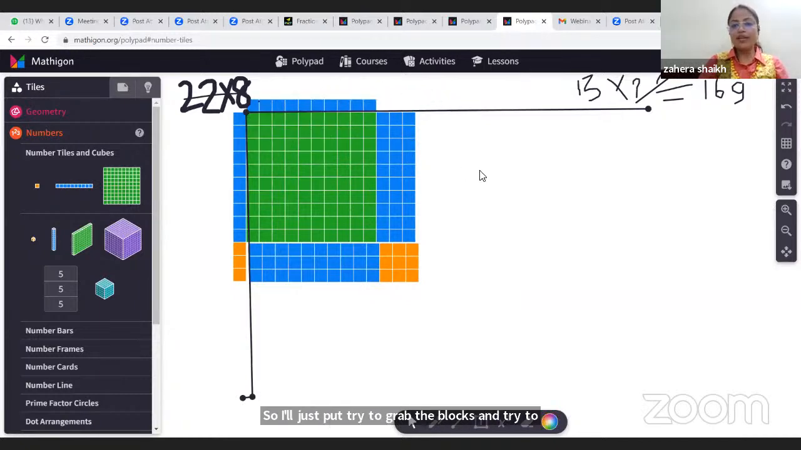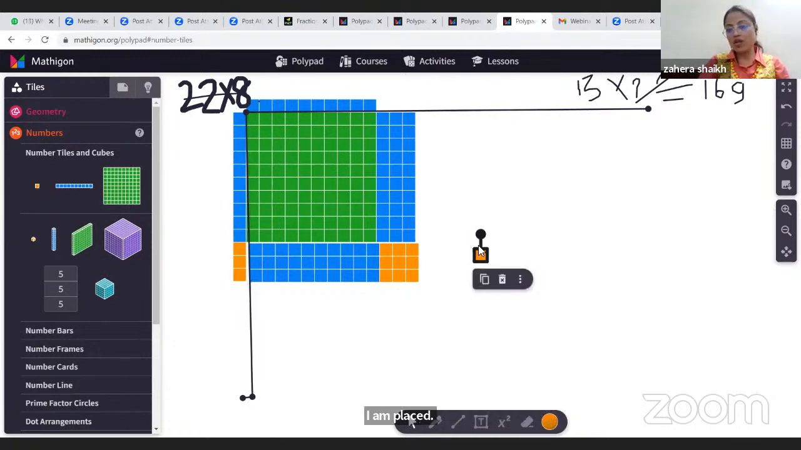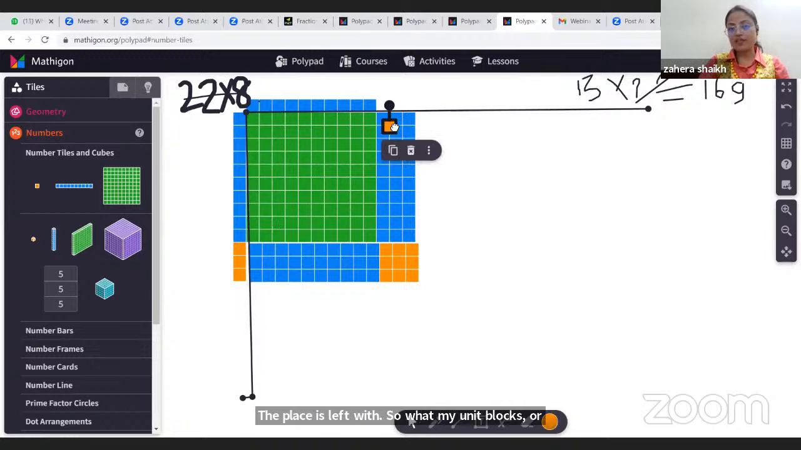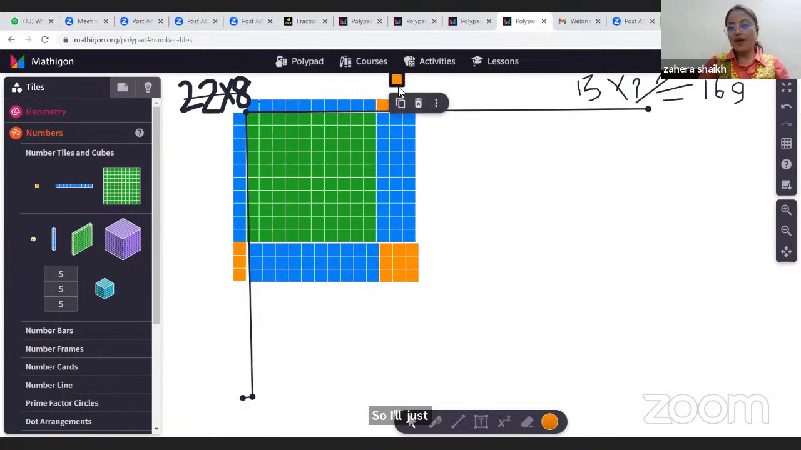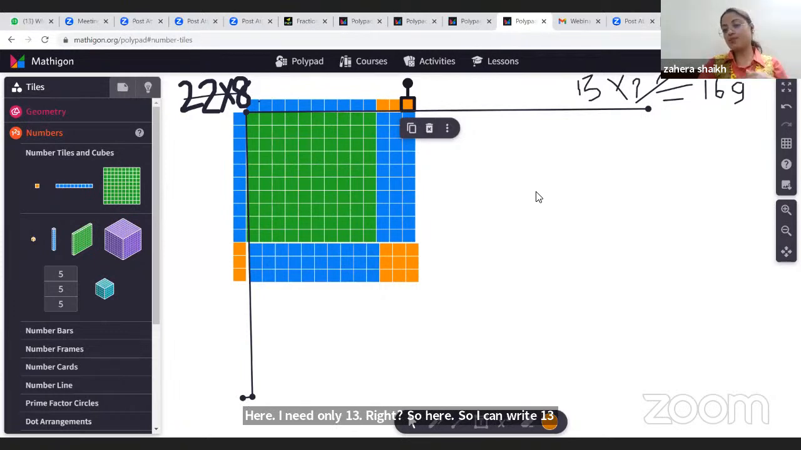I can see that if I place only one tower of 10, the place is still left with space. So what unit blocks, or how many blocks, do I need to cover this space? I'll try to fill this out, or even your children can make it out before placing all the units. They will be able to tell you, ma'am, here I need only 13. So I can write 13 here. This is what I'm learning using this manipulative.